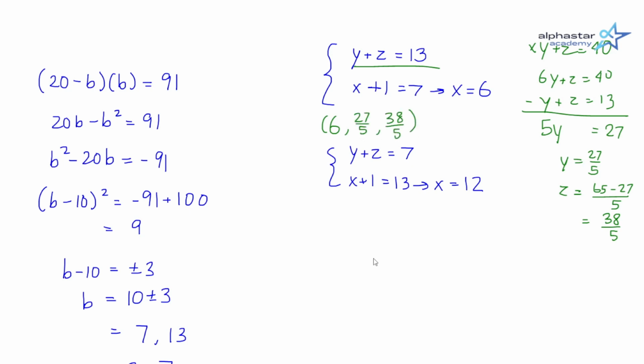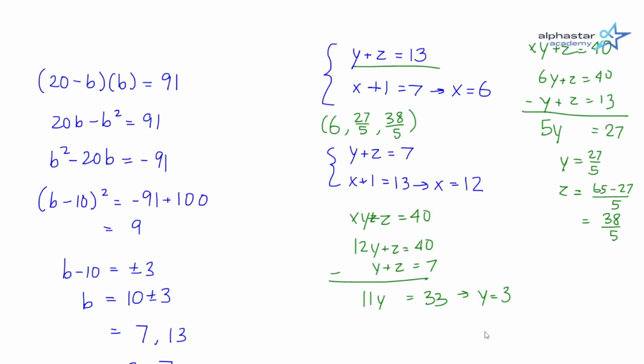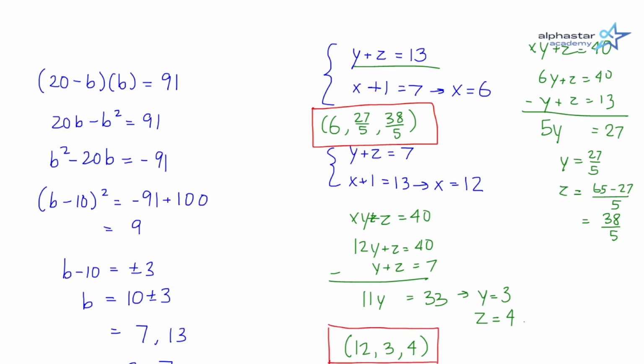We can do a similar strategy on the other case. xy + z = 40 gives us 12y + z = 40. Subtract y + z = 7 from that, and you get 11y = 33, so y = 3. It then follows that z is 7 minus 3, or 4. So the second possible triple is (12, 3, 4). So we have two possibilities, (6, 27/5, 38/5) and (12, 3, 4), and those are our only answers.